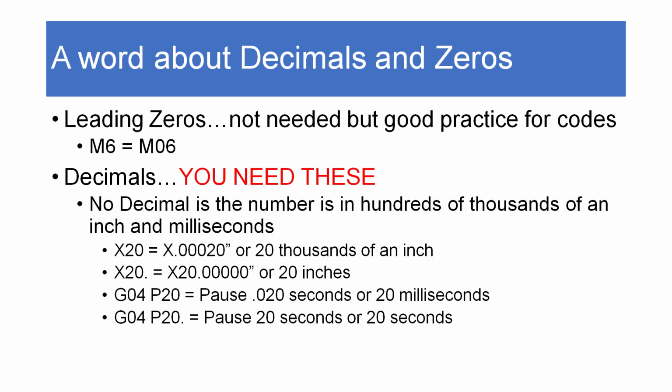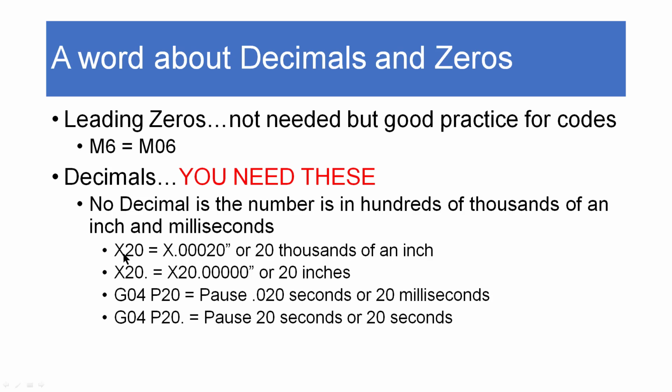Now, a short word about decimals and zeros, you got to understand. So zeros mean something in the CNC world. Leading zeros are not needed, but for codes, I'll tell you, if you always get in the habit of typing M6 as M06, I find it easier to read your code. Now you need decimals because these mean something. If you leave a decimal off of a number, the machine assumes the smallest units it's capable of measuring. And I'll say that again. The machine then assumes the smallest units it's capable of measuring.